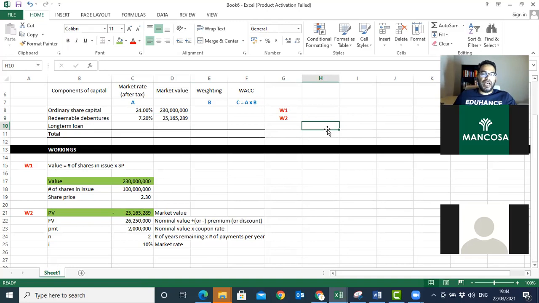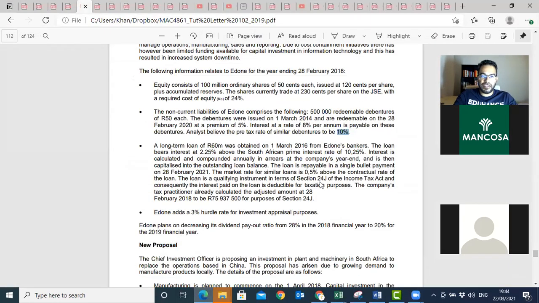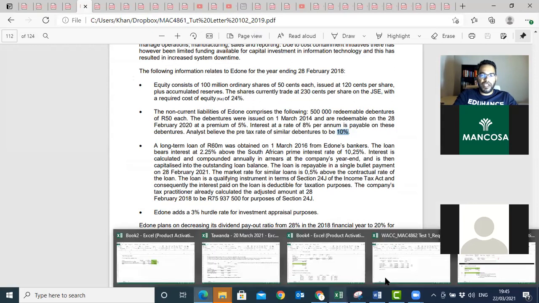Now we're going to work out the long-term loan. With the long-term loan, let's have a look. Once again, it is a debt. Preference shares and debt, you first determine what is given. Market rate, market value. We know the market rate was given. Let's have a look at how much the market rate is. They said the market rate for similar loans is 0.5% above the contractual rate. So 0.5% above the coupon rate. The coupon rate is 2.25% above the prime rate. So therefore, we can plug that in.